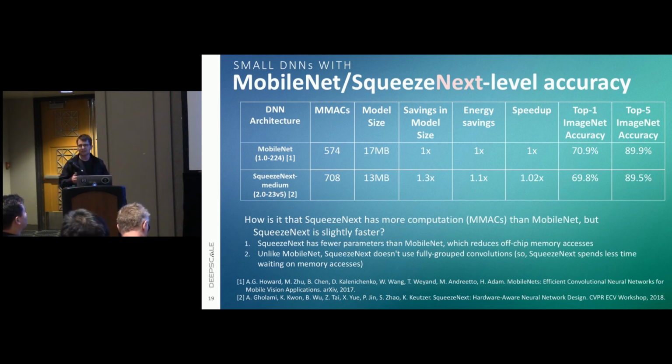So SqueezeNext is more efficient with data reuse. These are kind of featurizers or backbones that often underpin a broad variety of neural network activities, ranging from being initialization points for design space exploration, or being kind of the featurizer or input to other activities like object detection. So how does this all fit together?